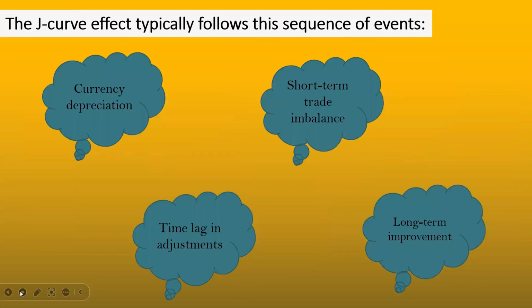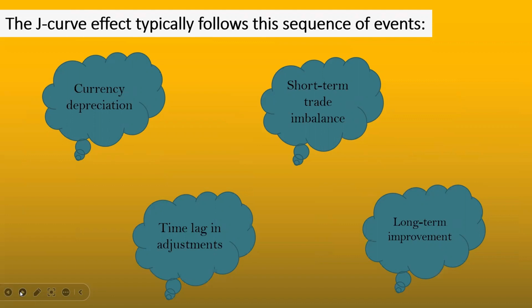Now, we will see the sequence of events followed by a J-curve effect. The first one is currency depreciation. Initially, when a country's currency depreciates, its exports become cheaper for foreign buyers and imports become more expensive for domestic consumers. Second one is short-term trade imbalance.